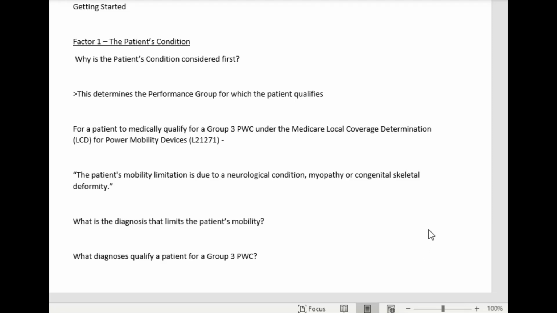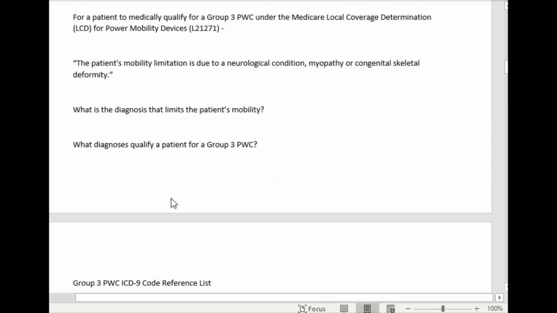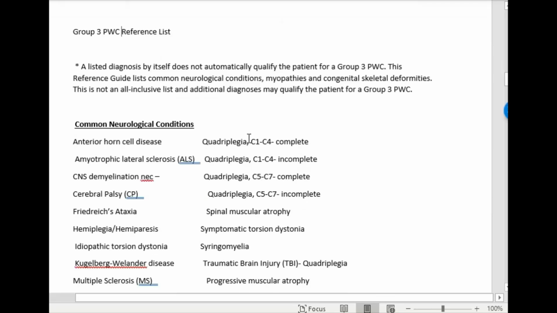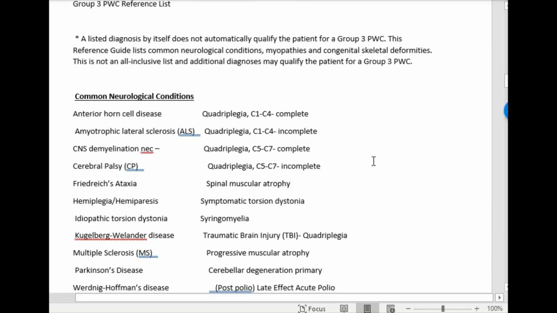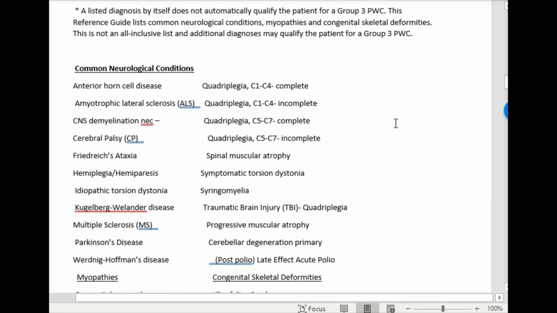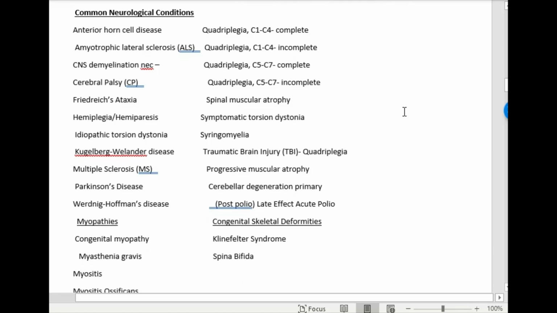So let's go into what would fall under the neurological condition, myopathy, or congenital skeletal deformity. We have a list over here. A list of diagnoses by itself does not automatically qualify. This is important to note. The list does not automatically qualify the patient for a Group 3 power wheelchair. This reference guide lists common neurological conditions, myopathies, and congenital skeletal deformities. This is not an all-inclusive list, and additional diagnoses may qualify the patient for a Group 3 power wheelchair. This will give you a rough idea of which patients would qualify.